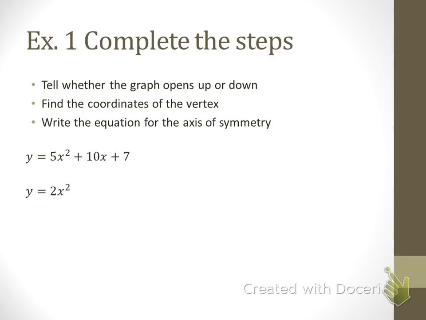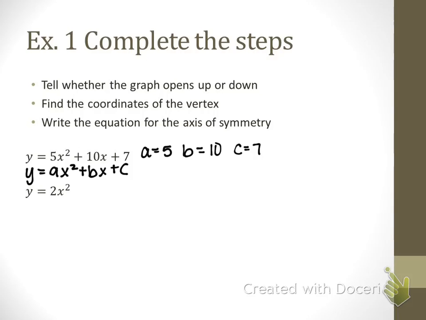Callie, does this graph open up or down? Who can help her out? Up. Very good. And I know that because I look at the value for A. What's the value for A, Josh? If my equation is Y equals AX squared plus BX plus C, okay, let's label A, B, and C. A is equal to 5, B is equal to 10, and C is equal to 7.